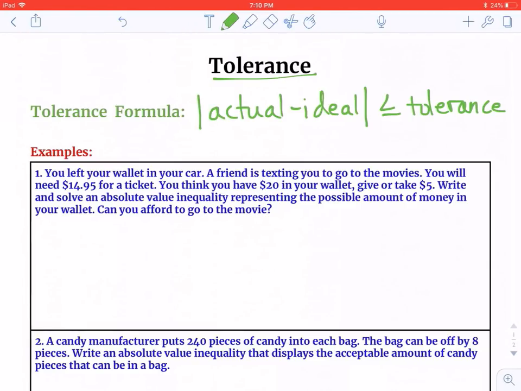So let's look at three good examples of this. Example 1 says you left your wallet in your car. A friend is texting you to go to the movies. You will need $14.95 for a ticket. You think you have $20 in your wallet, give or take $5. Write and solve an absolute value inequality representing the possible amount of money in your wallet. Can you afford to go to the movie?